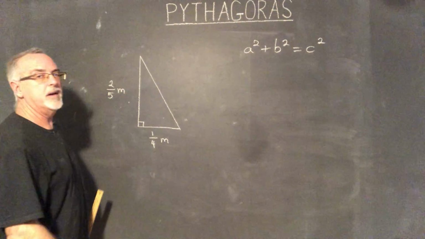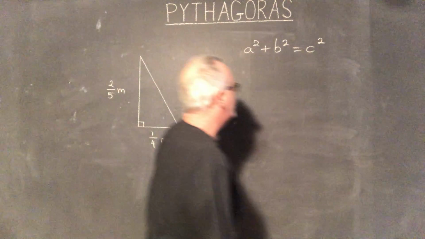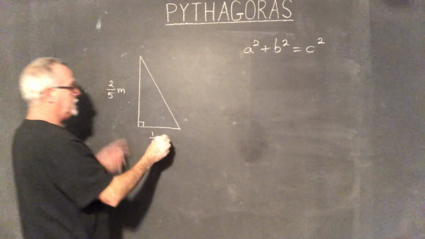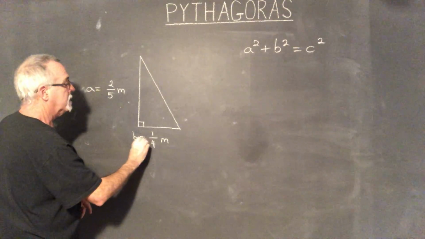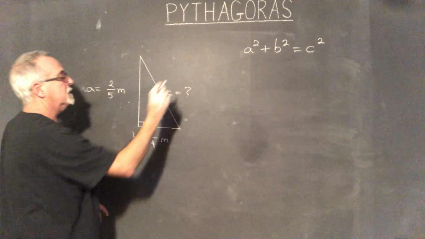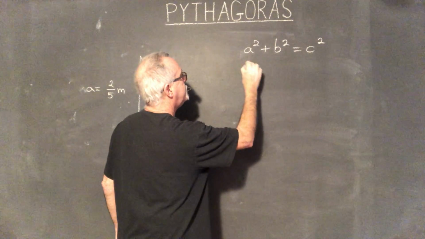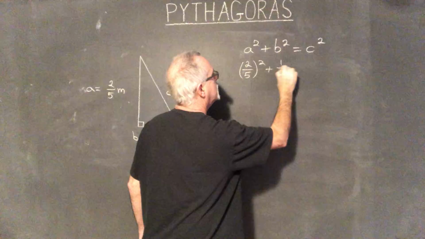Okay. Oh, and I'm looking for the hypotenuse again, but that's fine. We've had enough examples where we're not looking for the hypotenuse. 1/4 and 2/5 are my A and my B, and it doesn't matter which is A and which is B. I'm going to call this A this time, call this B. What is the length of our hypotenuse? A squared is 2/5 squared. B squared is 1/4 squared.